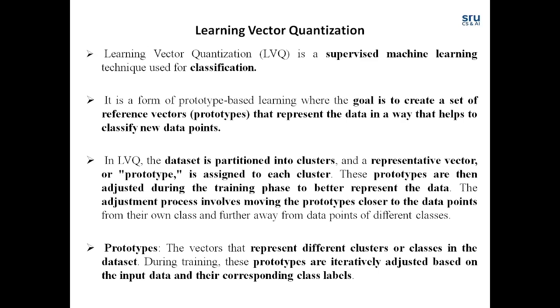Then we have learning vector quantization. It is a type of supervised machine learning, which is used for classification. Its main goal is to create a set of reference vectors which represent the data in such a way that they help to classify new data. In LVQ, data is separated into clusters, and a representative vector or prototype is assigned to each cluster, and these prototypes are adjusted during the training phase for better representation of data.